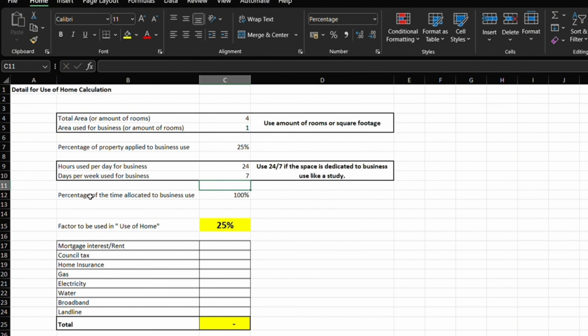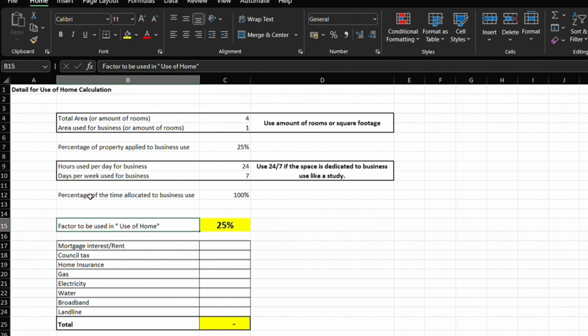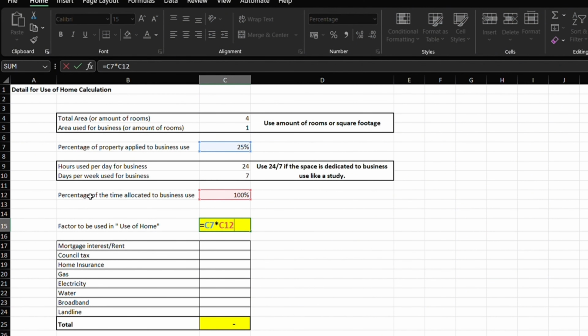Here you will see the percentage of time allocated to business use is 100%, and you can see the formula I have put here. This is because a room is dedicated and being used 100% for office purposes. And the factor to use in use of home I have calculated by multiplying 100% with 25%. So this is the factor that we will use in the use of home calculation.